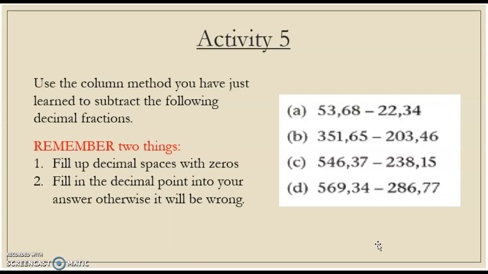Right, activity 5. You're going to use the column method you've just learned to subtract the following decimal fractions. And remember 2 things. Fill up the decimal places with zeros if they aren't there. And number 2, fill in the decimal point into your answer or it is going to be wrong. Please pause the video and complete this activity.